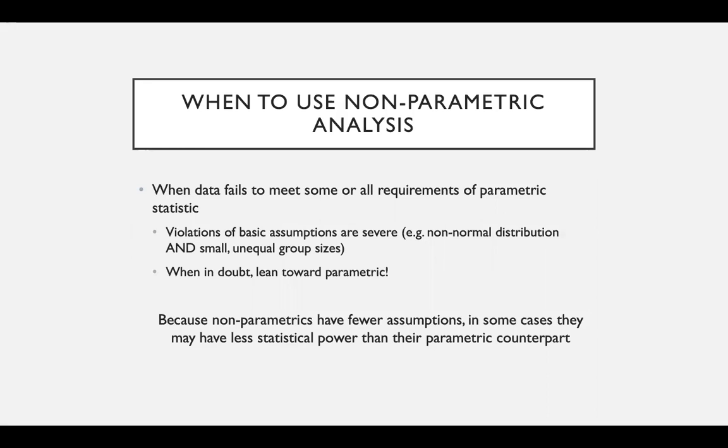Because non-parametrics have fewer assumptions, in some cases, they may have less statistical power than their parametric counterpart, but this is typically only when the sample is normally distributed. So this is not always true.